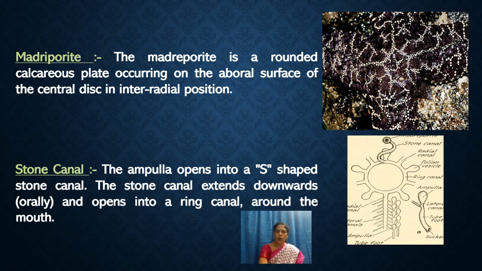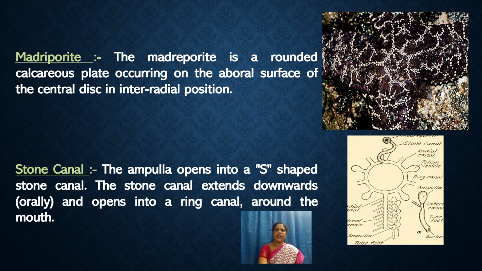The ampulla opens into an S-shaped stone canal. The stone canal extends downwards and opens into a ring canal around the mouth. The wall of the stone canal is supported by a series of calcareous rings. The lumen of the stone canal is lined by very tall flagellated cells.